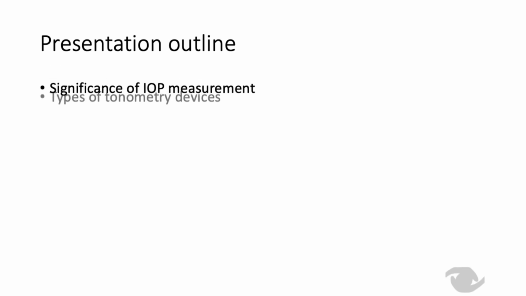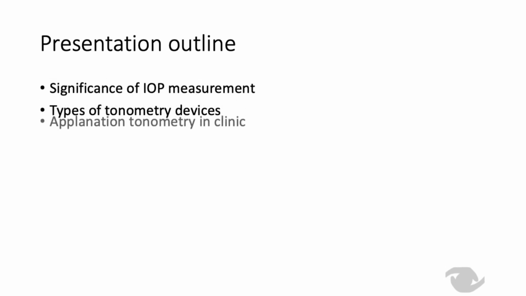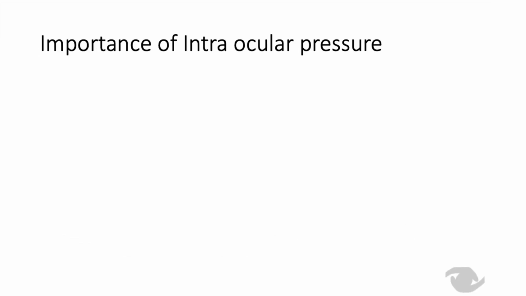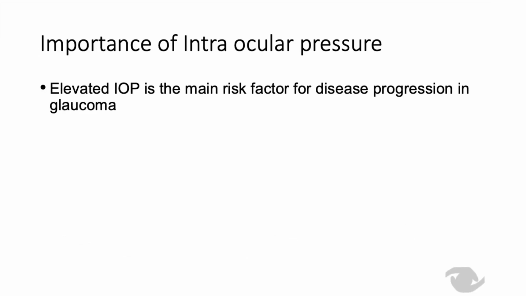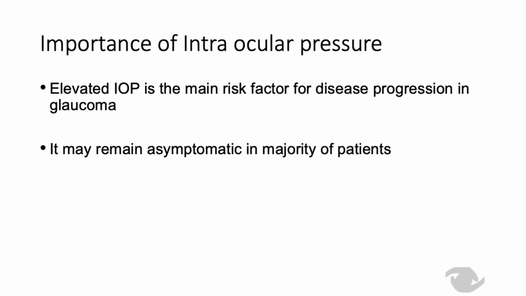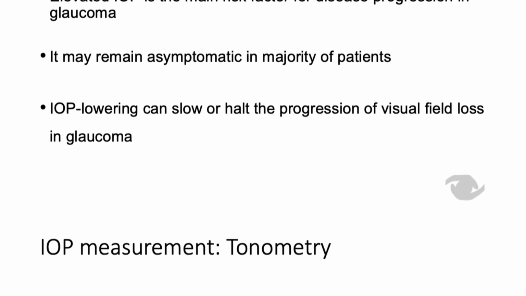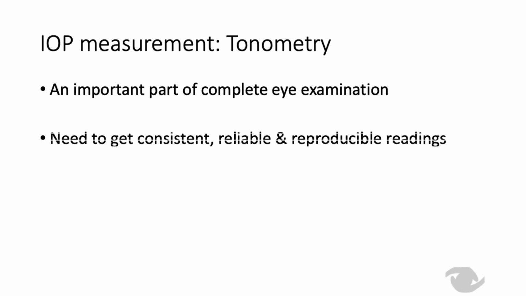In this presentation we will discuss the significance of IOP measurement, different tonometry devices and practical aspects of applanation tonometry. IOP rise is the main risk factor for glaucoma. Most patients with raised IOP are asymptomatic. IOP is the only modifiable risk factor to prevent disease progression. Hence, tonometry forms an important part of complete eye examination.